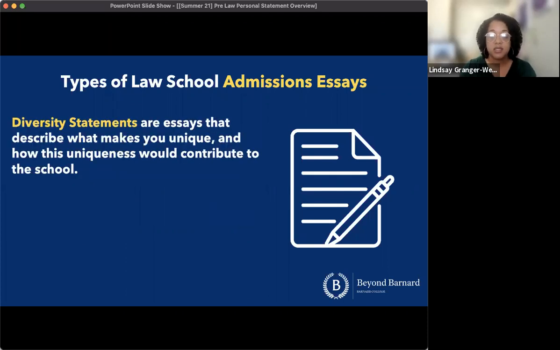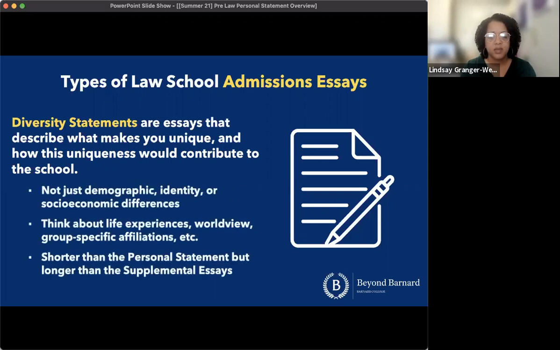And then the diversity statement are essays that really describe what's unique about you and how this uniqueness could contribute to the law school class at the school that you're applying to. Typically, when you think of diversity, specific demographic markers come up, like race, ethnicity, sexual identity, gender identity, and those are absolutely things that you can talk about, but that's not the be all end all or even the purpose of the diversity statement.